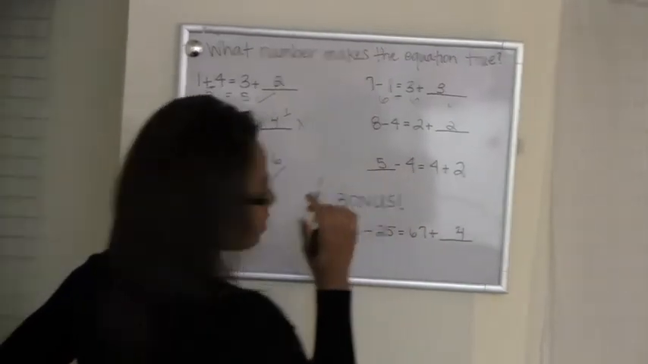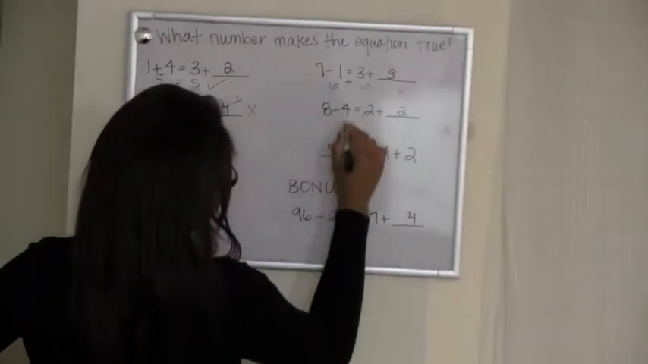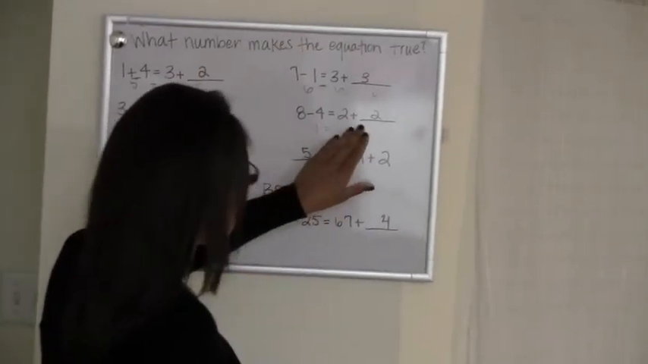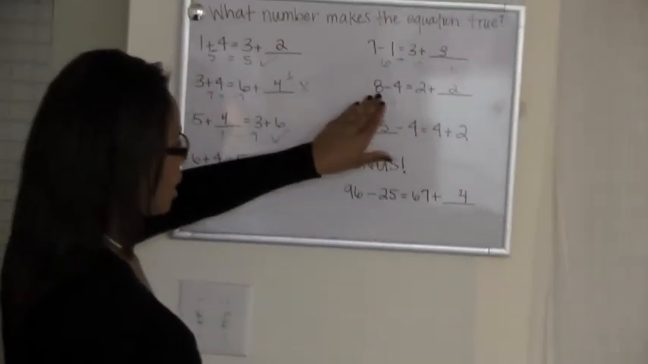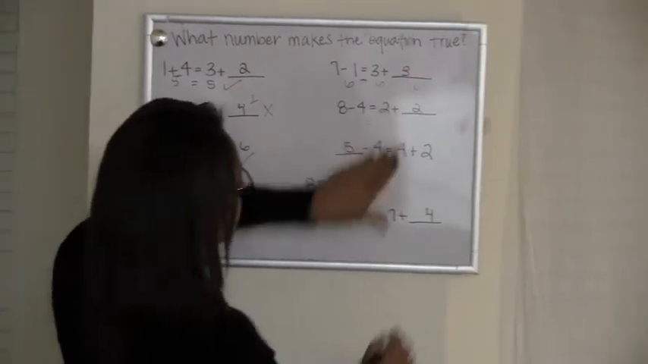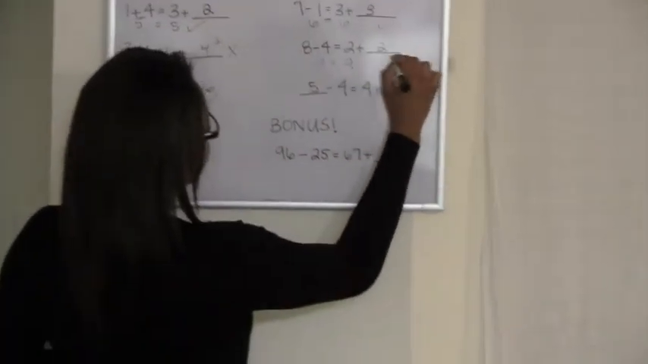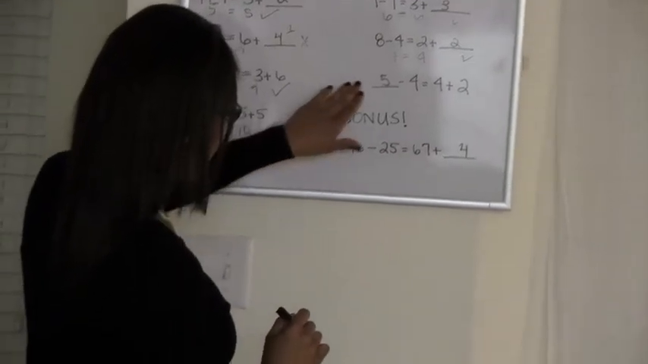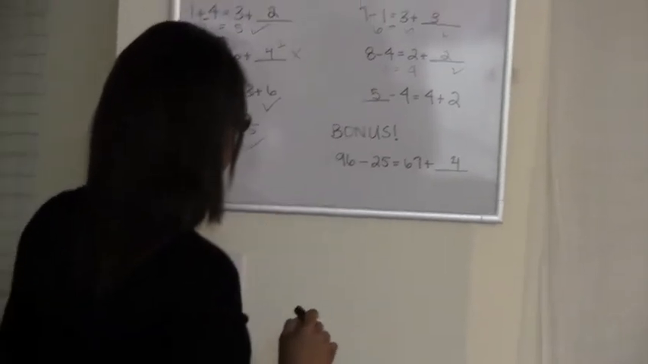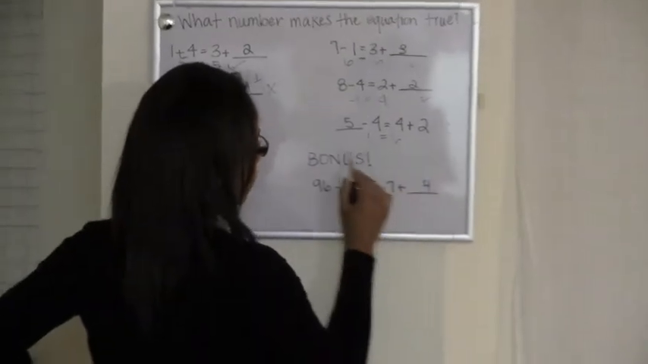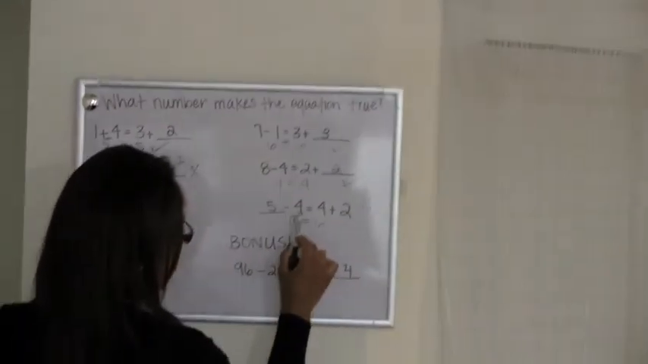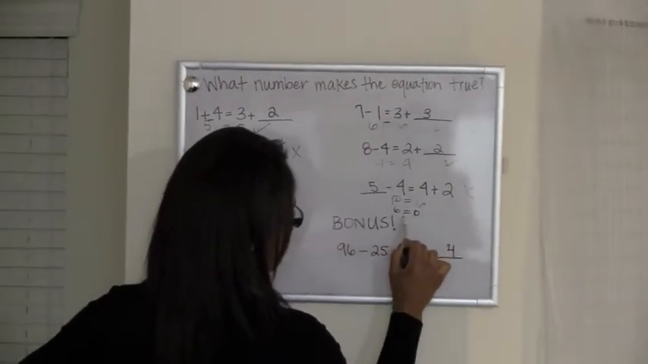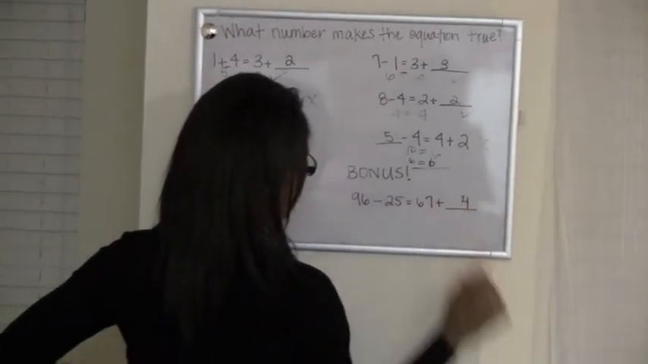For the next one, we have 8 minus 4 equals 4. On the other side, we needed to find a number that would equal this side of the equation. So we have 2 plus 2, which equals 4. That one's correct. And for the last one, then we have our bonus. For the last one, our student got this one wrong. The correct answer should have been 10. 10 minus 4 equals 6, and 4 plus 2 equals 6. And that's how you've been able to balance out the equation.